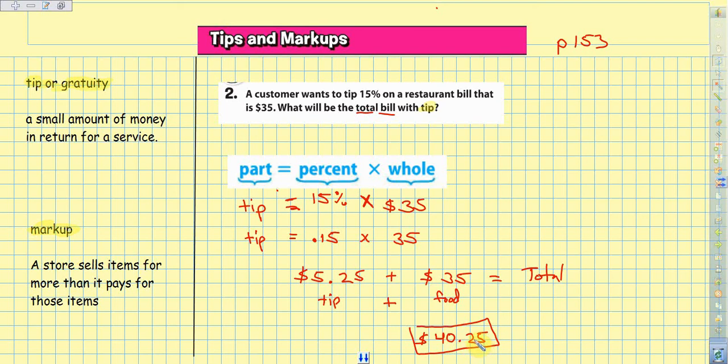$40.25. So go ahead and go over to GoFormative, and you are going to work on the second problem, number 2, that is dealing with tips.